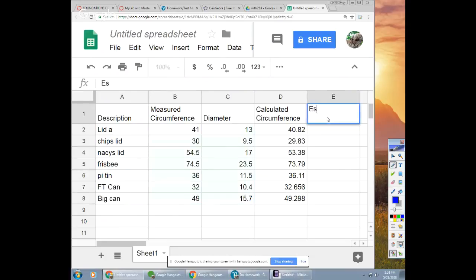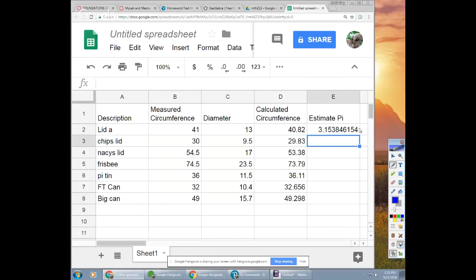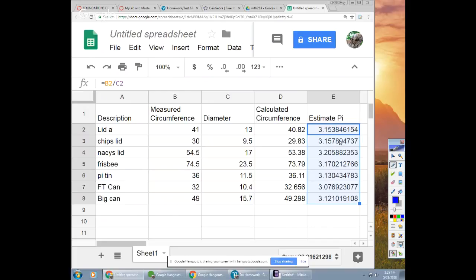So I'm going to now try to estimate pi based on our numbers. And so I should just be able to divide them. 41 divided by 13. 3.15. What else do we got? 3.15, 3.20, 3.17, 3.13, 3.07, 3.12. So we're a little high, a little low, kind of depends. Sometimes maybe we had a better diameter measurement than a circumference. Maybe we need better measuring tools.